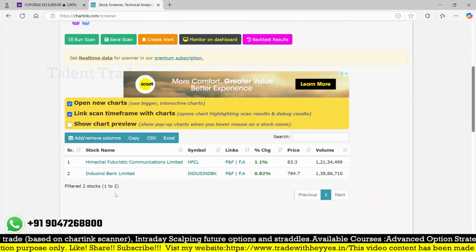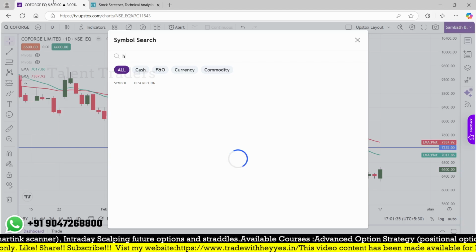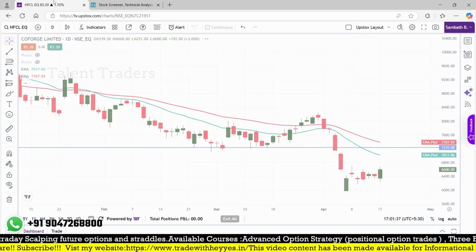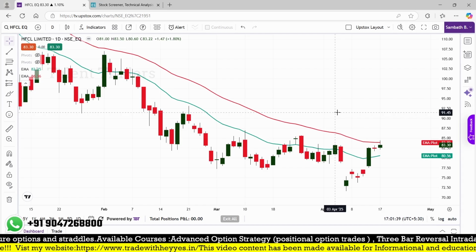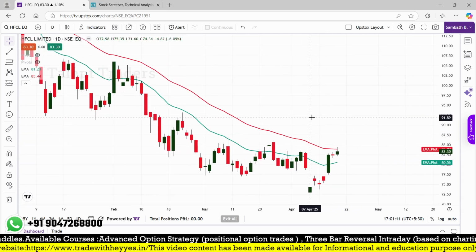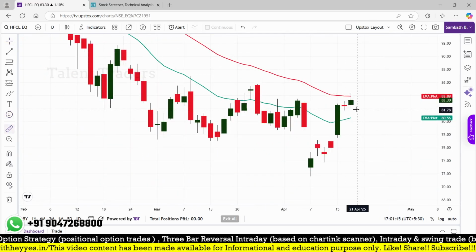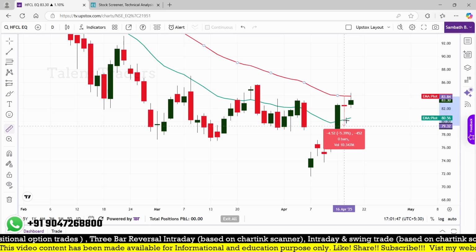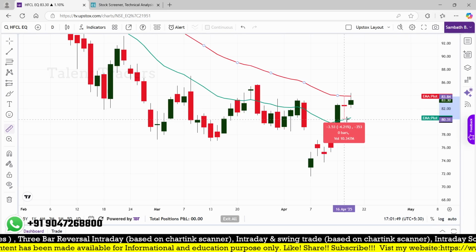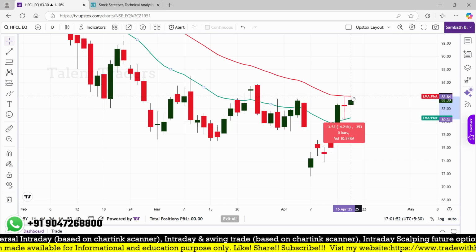So only two stocks. HFCL. Let me check HFCL. Yeah, so the exact formation which you are looking for here, the gap between these two moving averages exactly on the previous day, it is more than 4%. And today it tested the level.